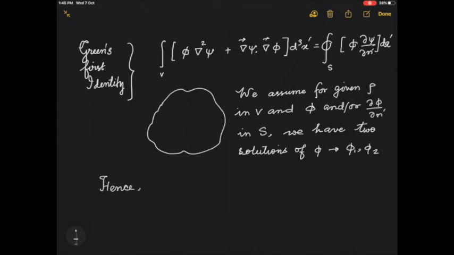So what does it mean? Hence, we know that grad square phi 1 will satisfy minus rho by epsilon naught. Rho is given. Grad square phi 2 will also satisfy, the right hand side will again be the same, minus rho by epsilon naught, because it's the same rho, it is already given.